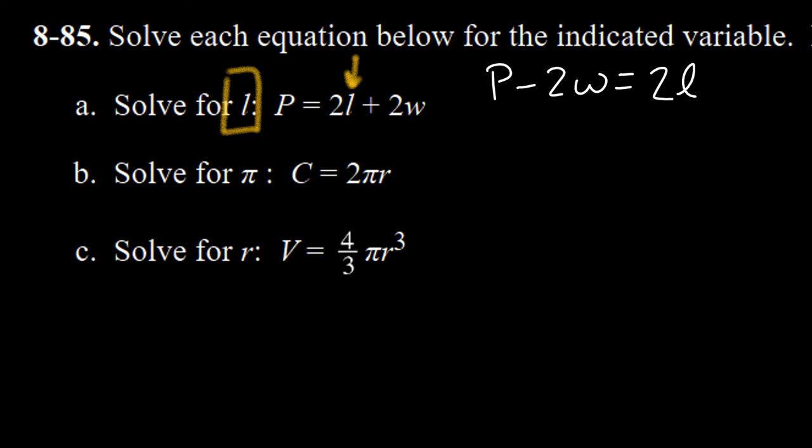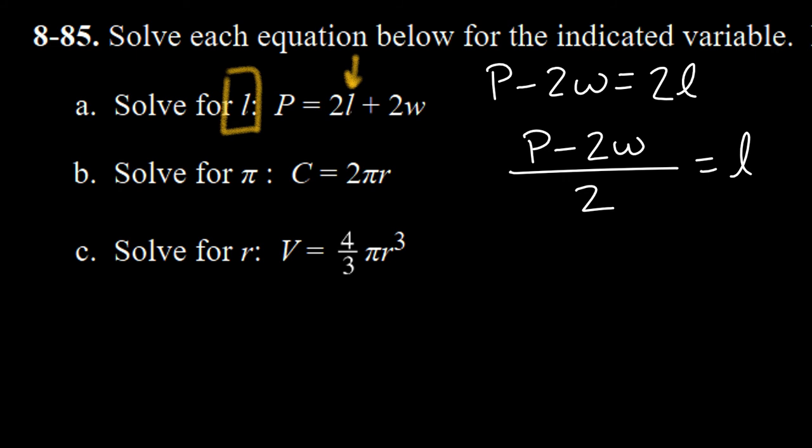And then finally, to get L alone, I'm going to divide both sides by 2. So P minus 2 times W, all of that divided by 2 is what L is. So L is P minus 2W, that quantity divided by 2.